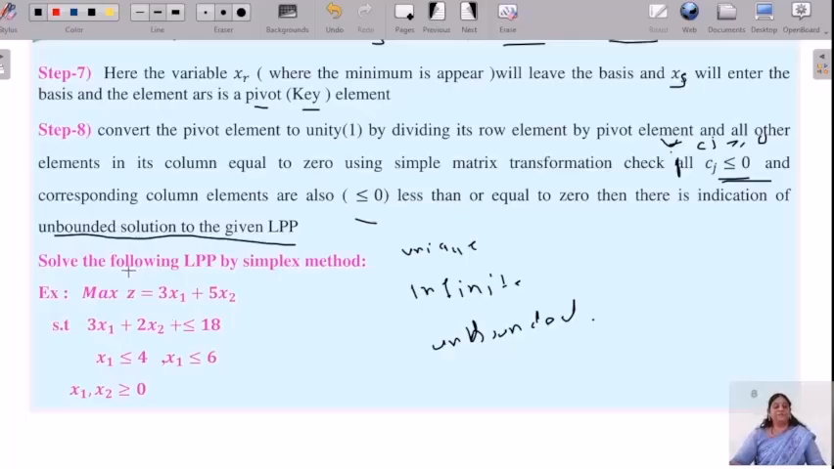First example is, solve the following LPP by simplex method. Here maximize z equal to 3x1 plus 5x2 subject to 3x1 plus 2x2 less than or equal to 18, x1 less than or equal to 4, x2 less than or equal to 6, x1, x2 greater than or equal to 0. All constraints are of less than or equal to type. Therefore, while converting the given LPP into the standard form, we use the slack variable.